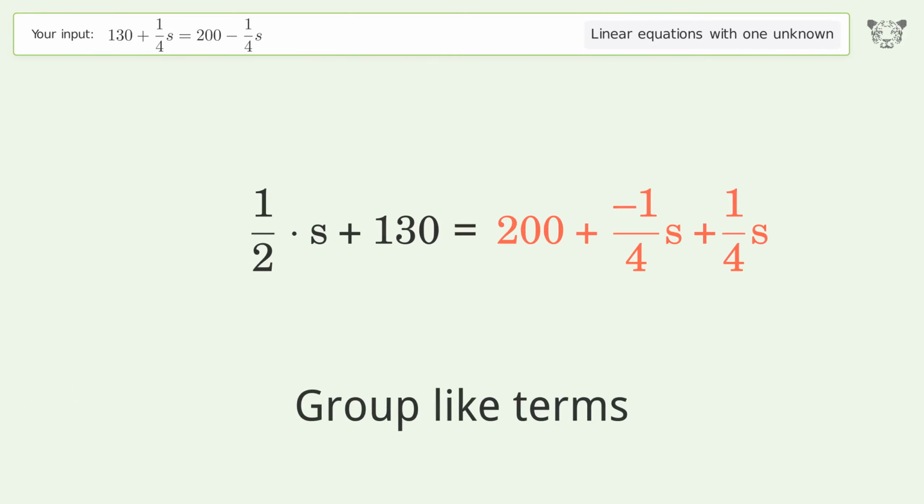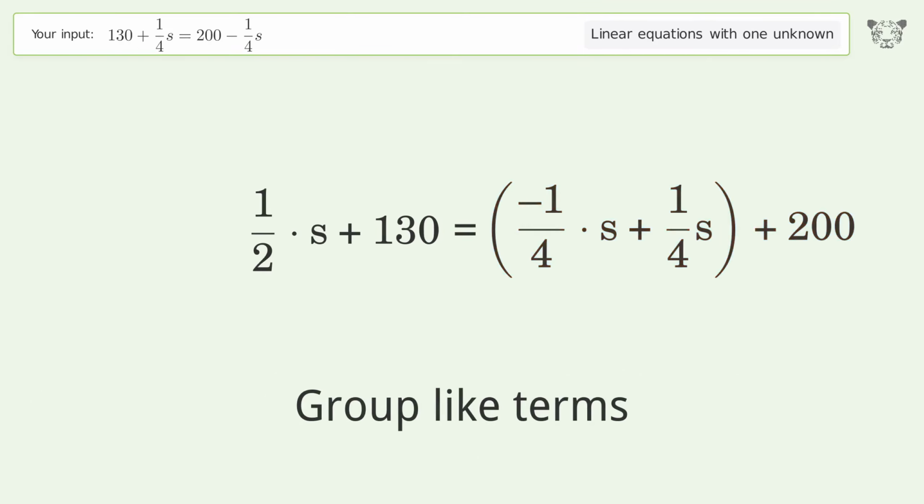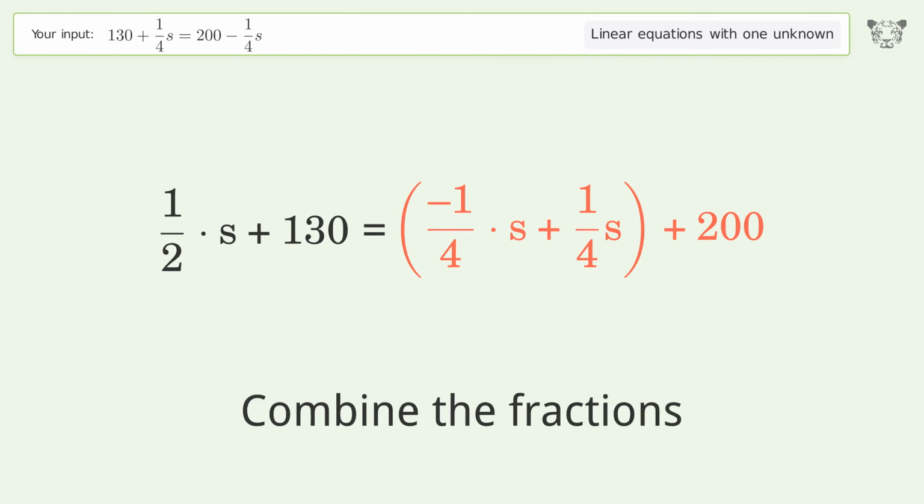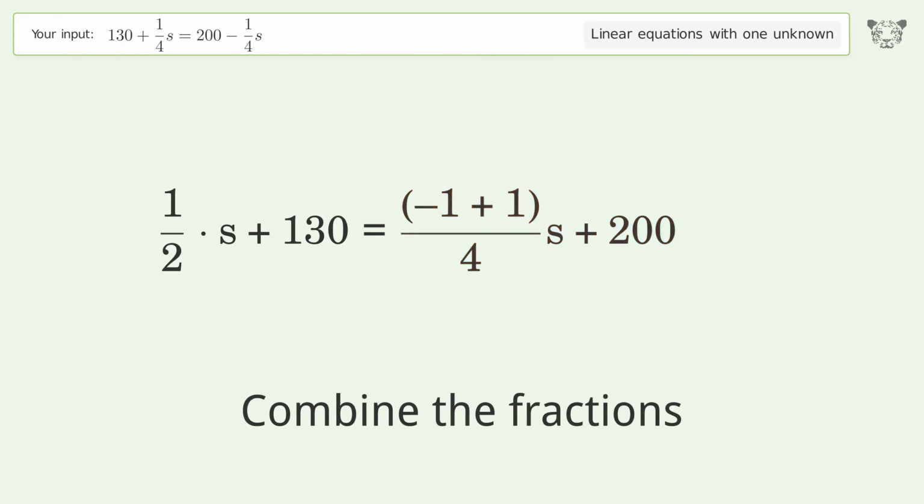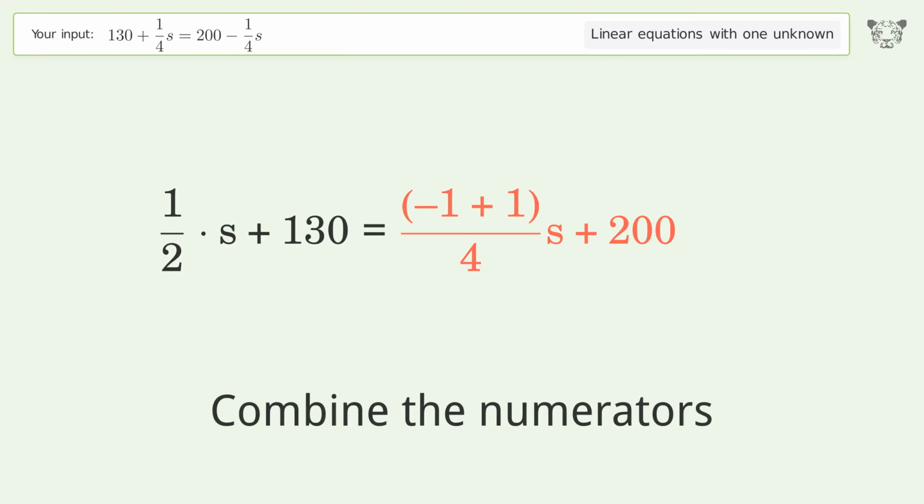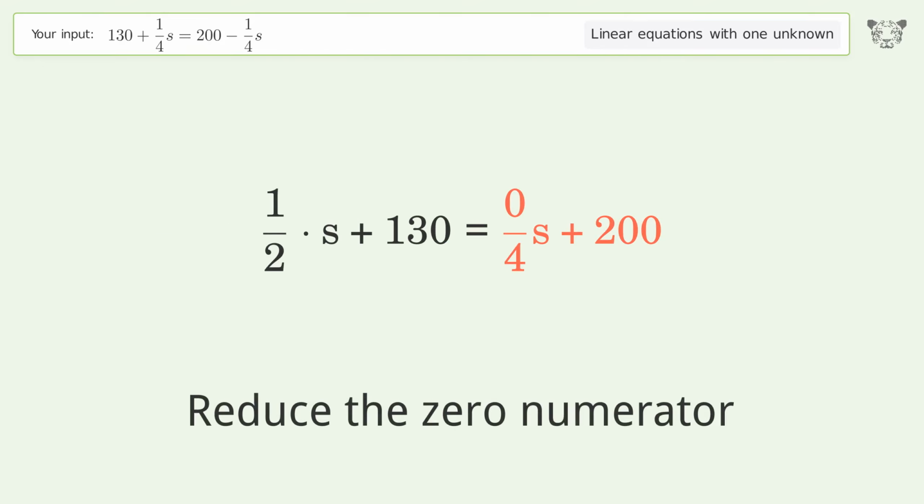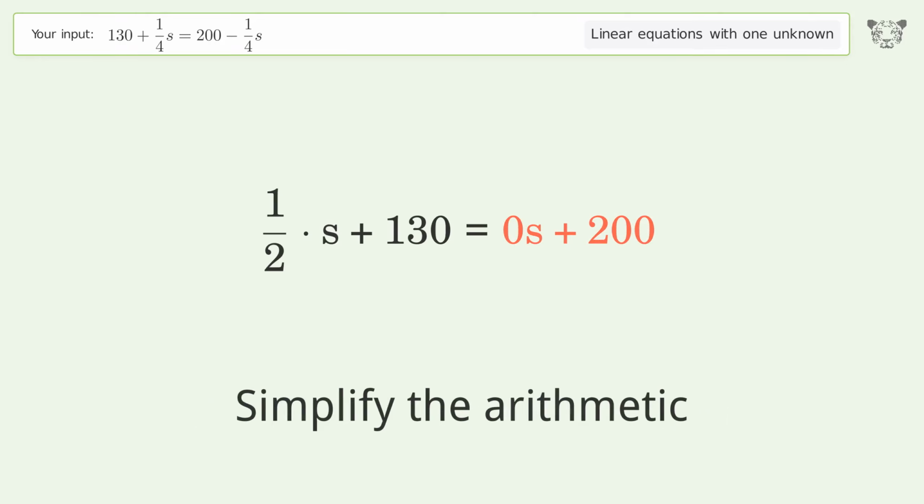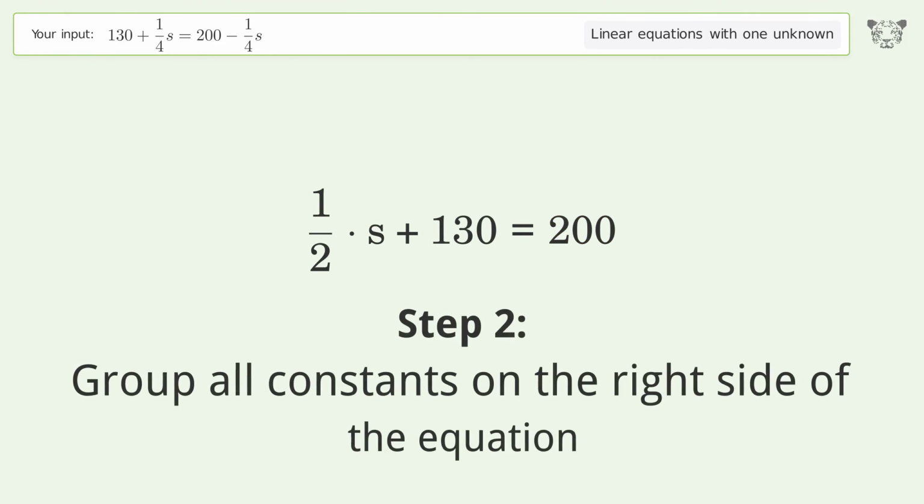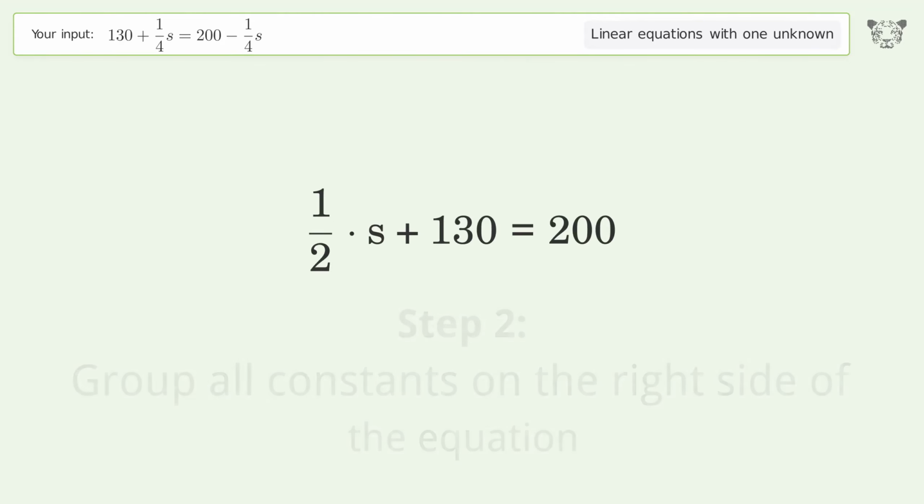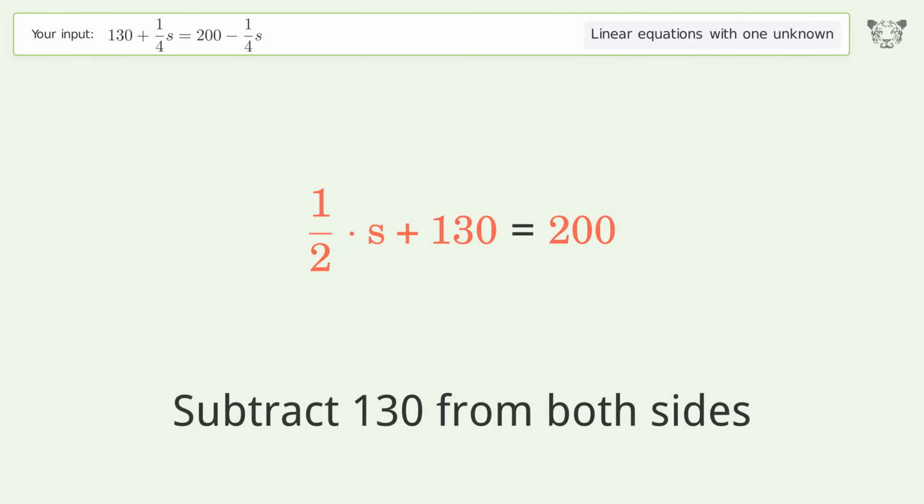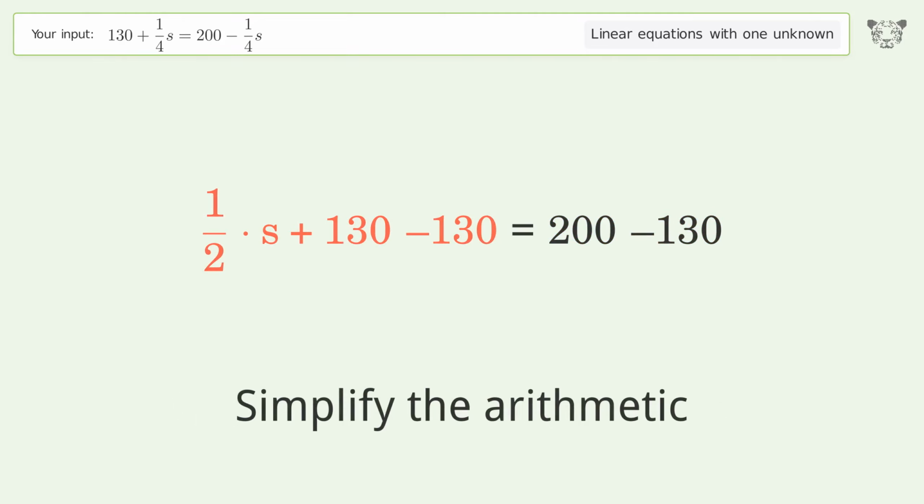Group like terms. Combine the fractions. Combine the numerators. Reduce the zero numerator. Simplify the arithmetic. Group all constants on the right side of the equation. Subtract 130 from both sides. Simplify the arithmetic.